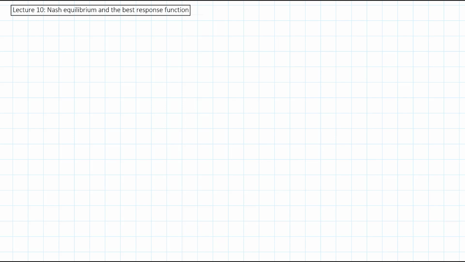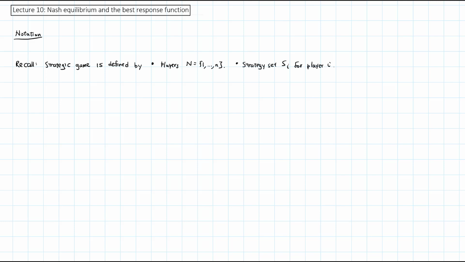Hello! We introduced strategic games last time. We will now introduce some standard notations for these games and discuss how the best response function can help in finding Nash equilibrium. Now recall that a strategic game is defined by specifying a set of players N, a strategy set Si for every player i, and a utility function for player i, Ui.